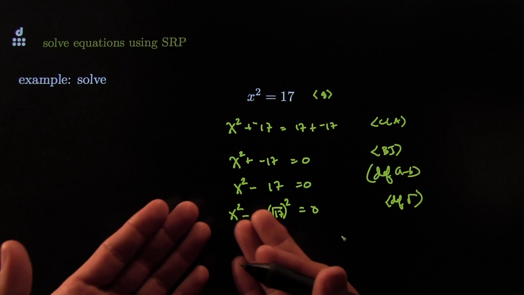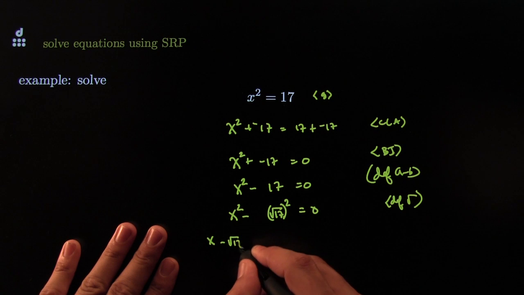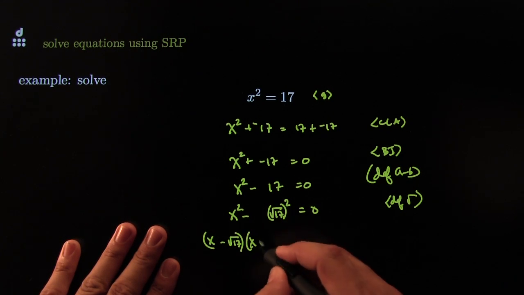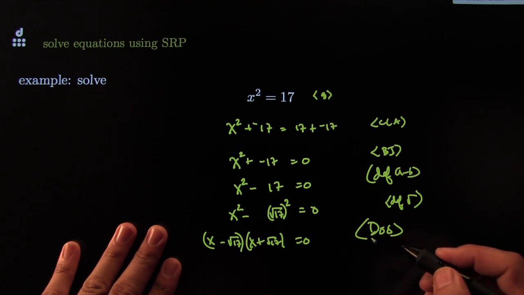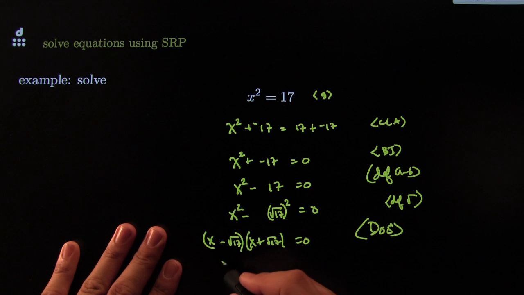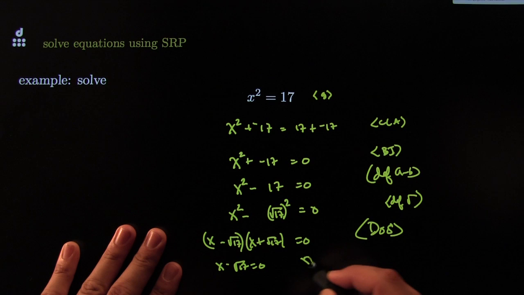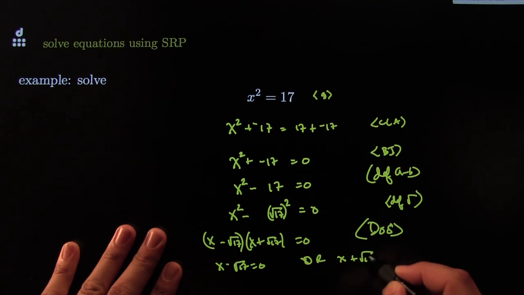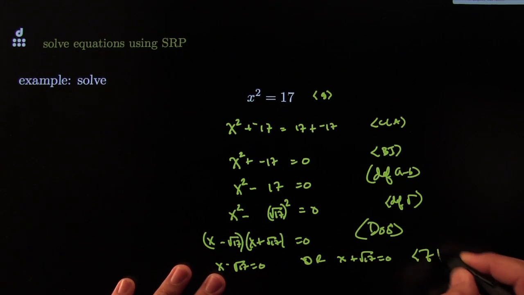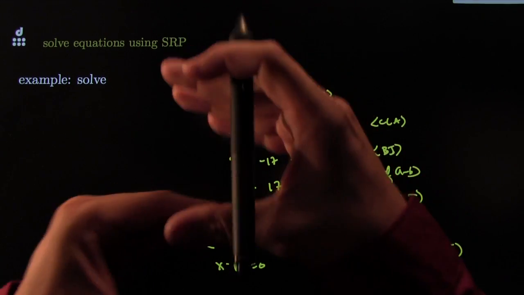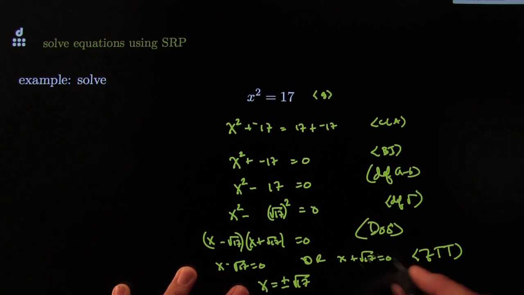Now I have this square minus a square, the difference of squares, and I proceed the same way I did earlier. X minus the square root of 17, x plus the square root of 17 is equal to 0 by difference of squares. And then I have x minus the square root of 17 is equal to 0, or x plus the square root of 17 is equal to 0. That would be by zero factor theorem, because something times something is equal to 0. And that gives you that x equals plus or minus the square root of 17 after you're done.